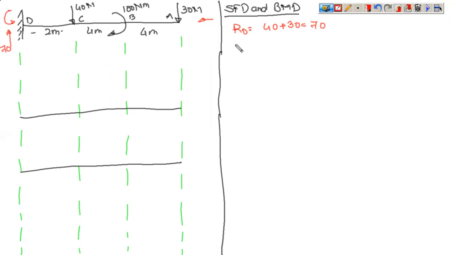Now coming to the moment, if you take moment about point D and equate it to 0, you have M is equal to 40 into 2 plus, this is a constant moment of 100 Newton meter, which is acting in the same direction of this 40. So this is 100 plus 30 into 10. So this comes out to be 300, 400, 480. So this is 480.